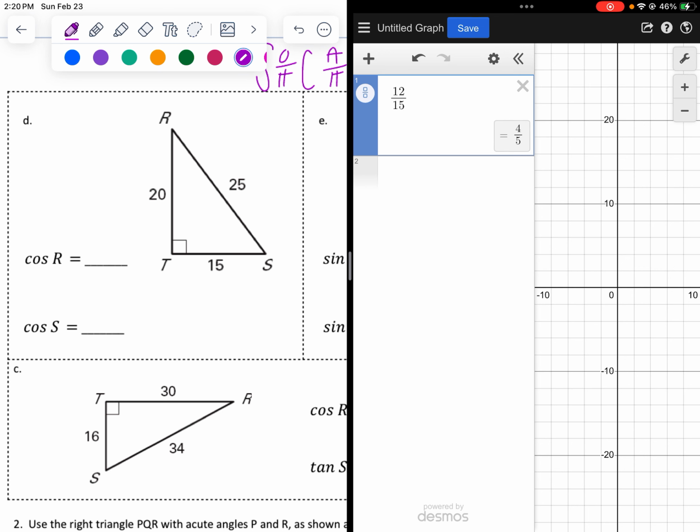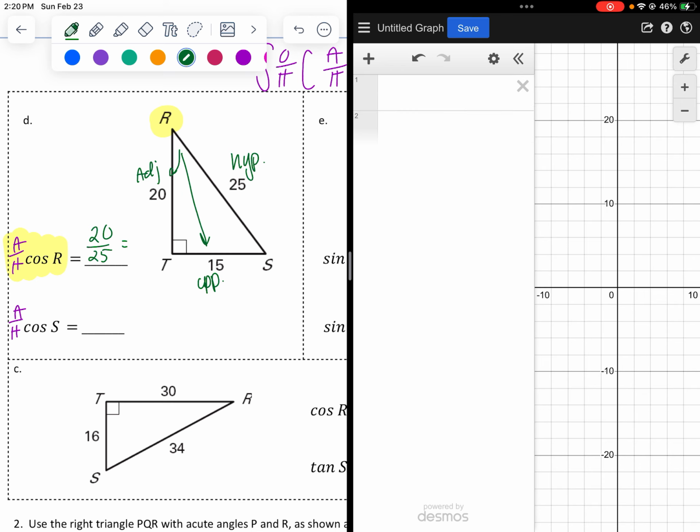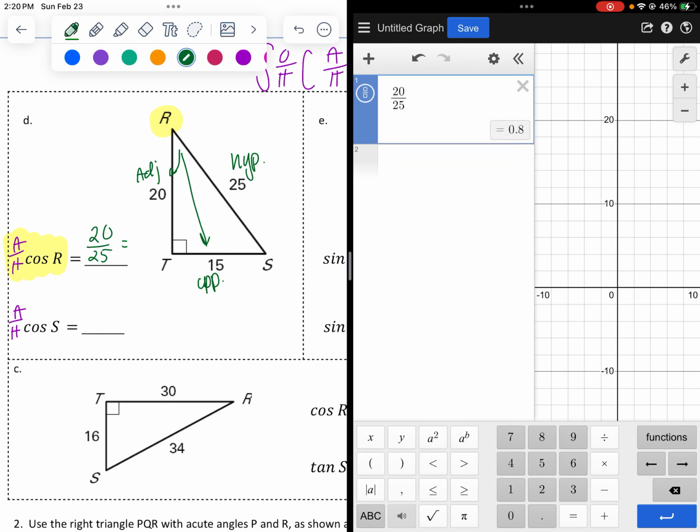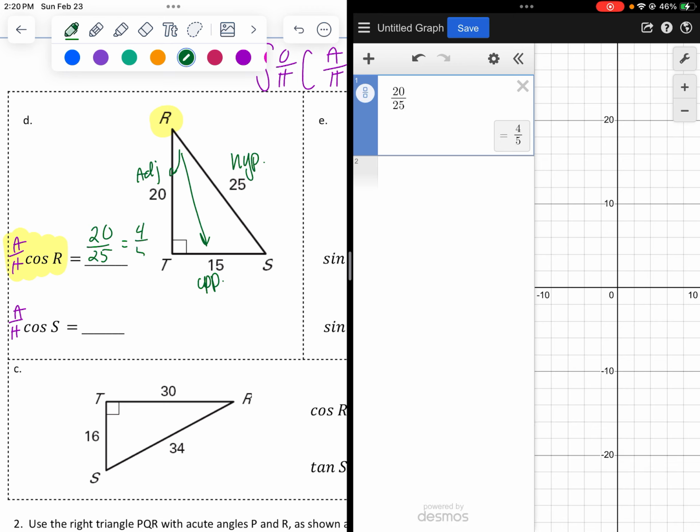All right, part D. So I'm looking at R and S. Cosine specifically, so cosine again is adjacent over hypotenuse. Let's look at first cosine of R. So here's R. I'm going to label the sides. Here's the opposite. 20 is the adjacent. Across from my right angle is my hypotenuse. So cosine of R is going to be adjacent over hypotenuse, so I have 20 over 25. Same exact thing. I'm going to plug in 20 over 25 in my calculator, and it does reduce to 4 over 5.